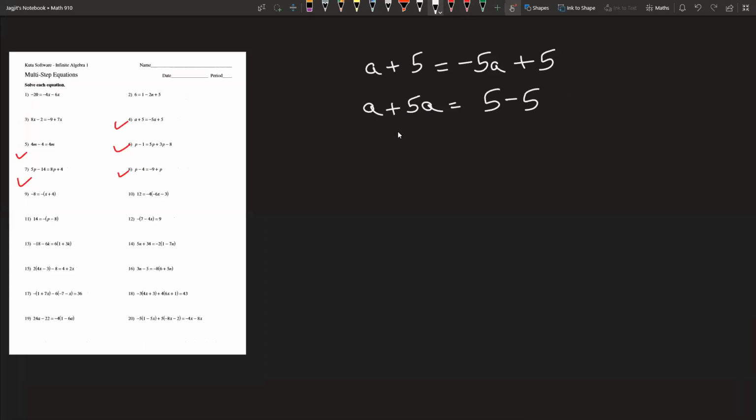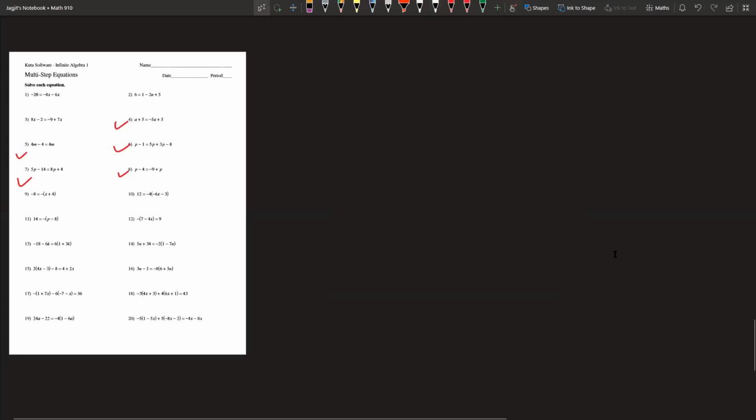A plus 5a is 6a. And 5 minus 5 is 0. Divide both sides by 6, cross multiply, right? And 0 divided by anything is just 0. So a is equal to 0. Did all of you guys get that? Yeah. Good.